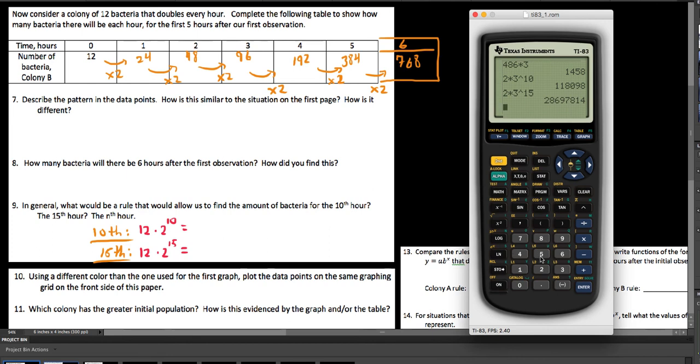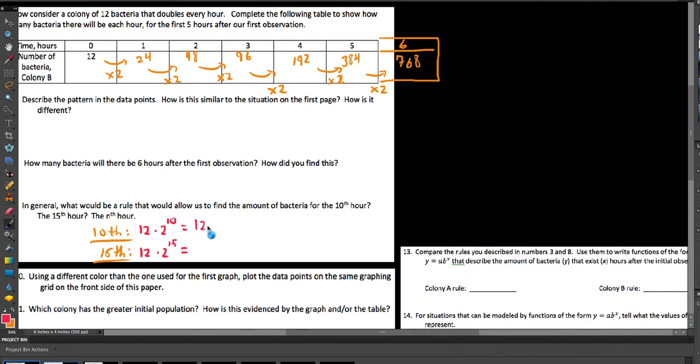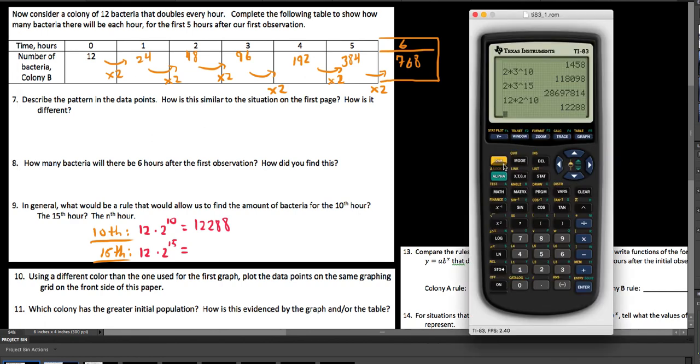Maybe form a hypothesis in your head here. We did start with more of something, 12 times 2 to the 10th. Let's see what we find out here. We get 12288 bacteria. And if we were to pull this back out and change this from 10 to 15 compoundings, this would be 15, we get 393216.